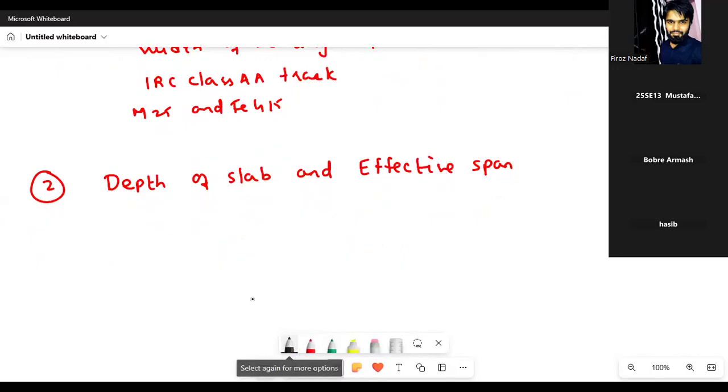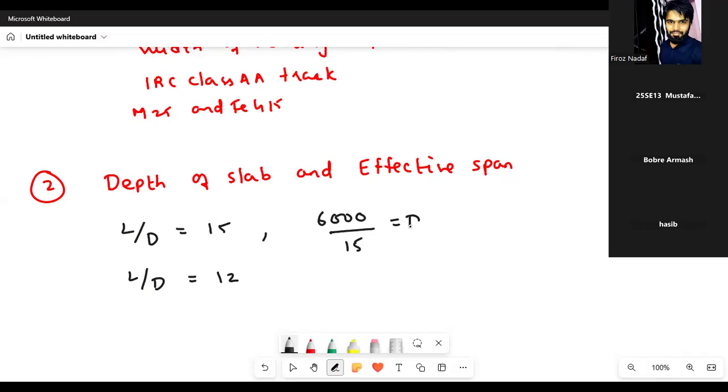So we have an approximate method by which we can decide the depth of the slab. Okay. So this is L by D, L by capital D equal to 15 or L by capital D equal to 12. So what is the clear span? L is the clear span. Clear span that is 6000 mm divided by 15 equal to capital D. So here it is coming as 400 mm.